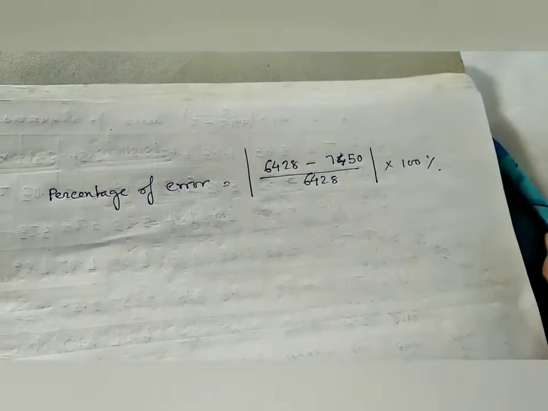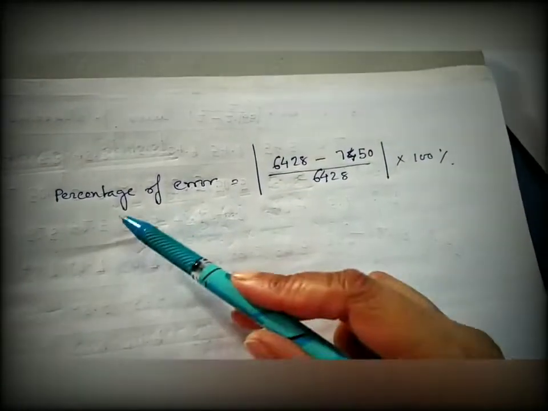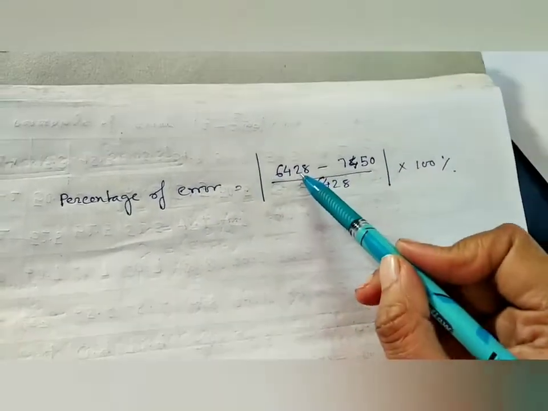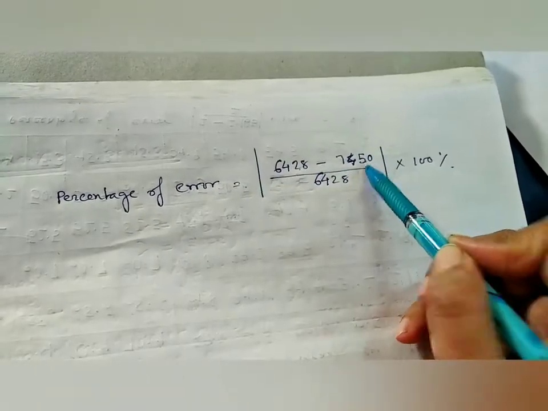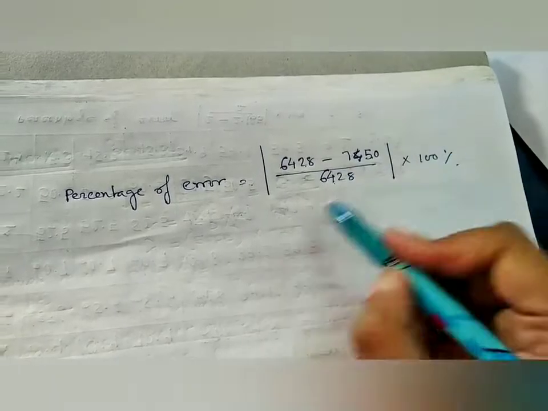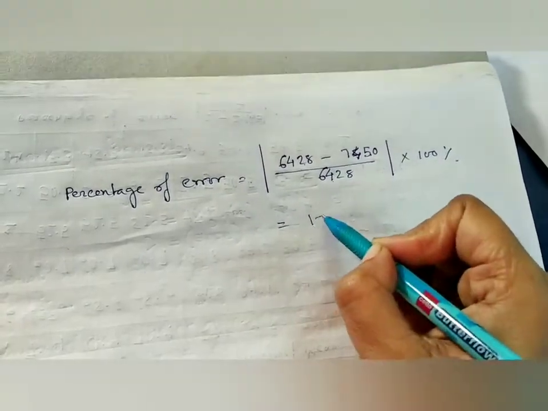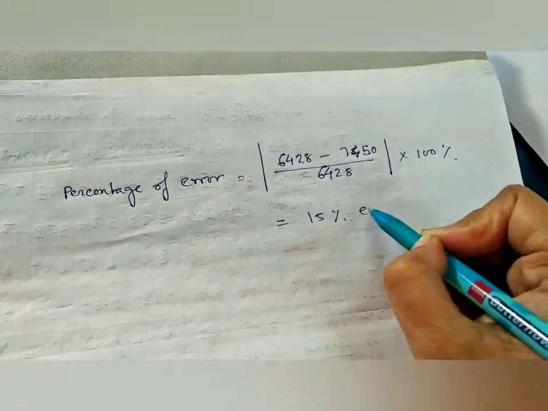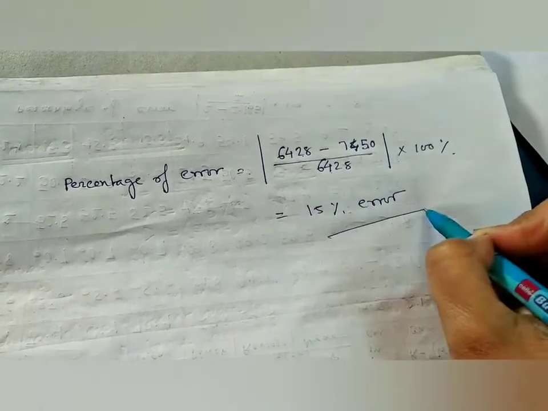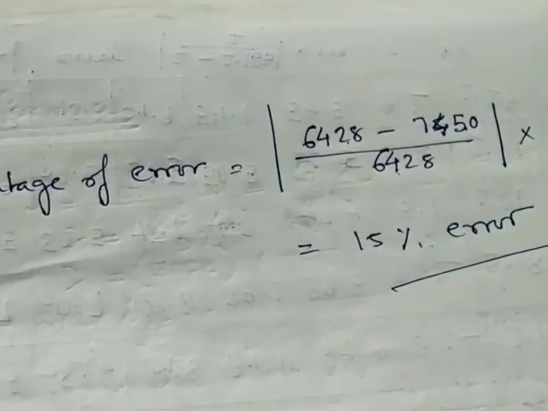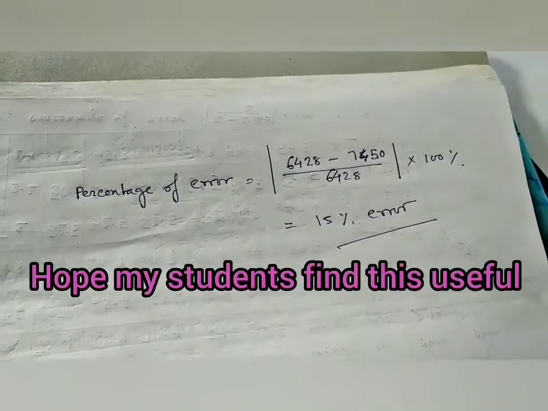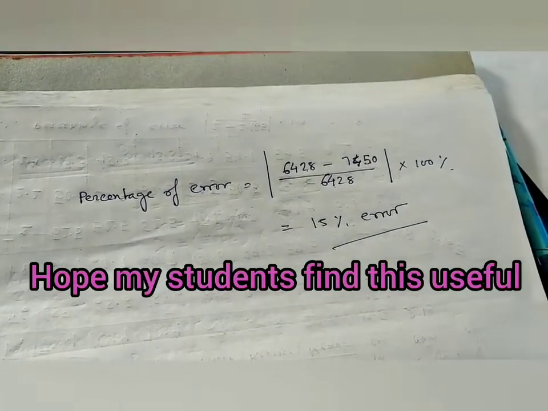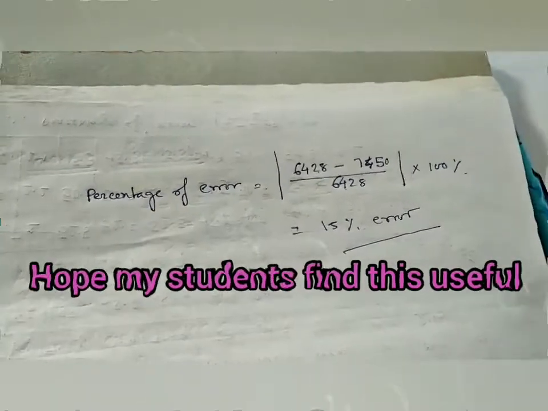Now the last part is the percentage of error calculation: actual value minus experimental value, divided by actual value, into 100%. I have got 15% error. That is the end of today's experiment. We found the wavelength as 7450 angstrom.